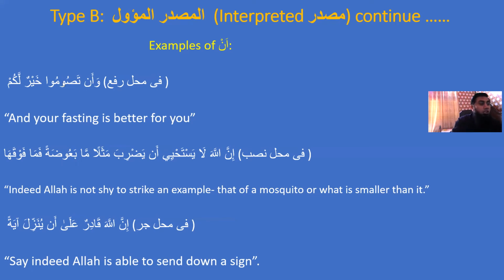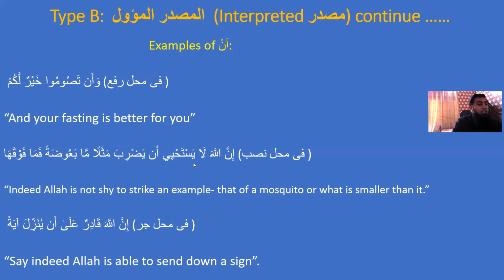Bismillah ta'ala. So it was actually wasiyamukum khairul lakum, but wa antasumu khairul lakum. Okay, and this antasumu, I said fi mahalli rafa. Why? Because this structure antasumu is playing the role of mubtada, and because mubtada is rafa, that's why we said fi mahalli rafa. Look at the next example.